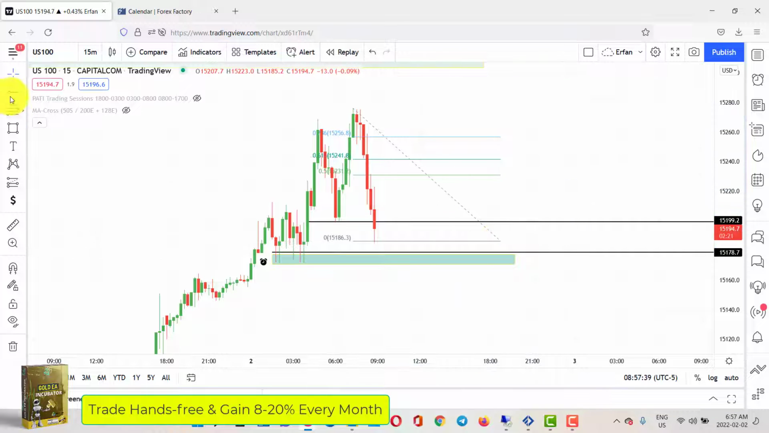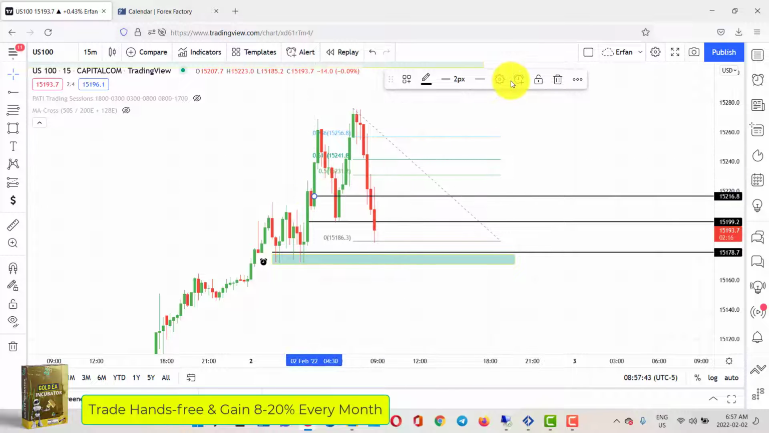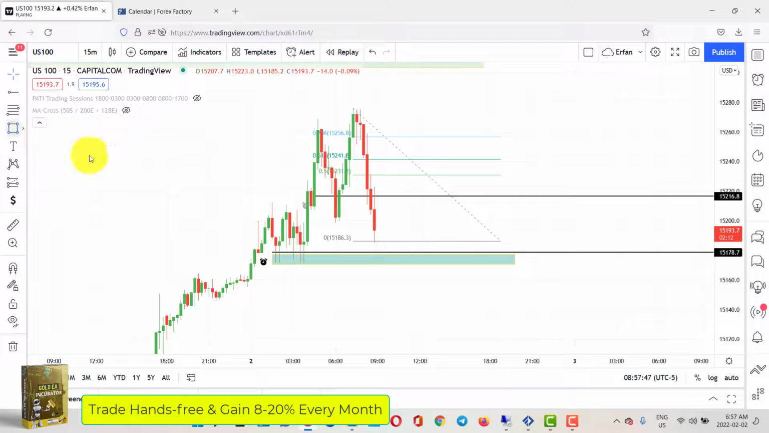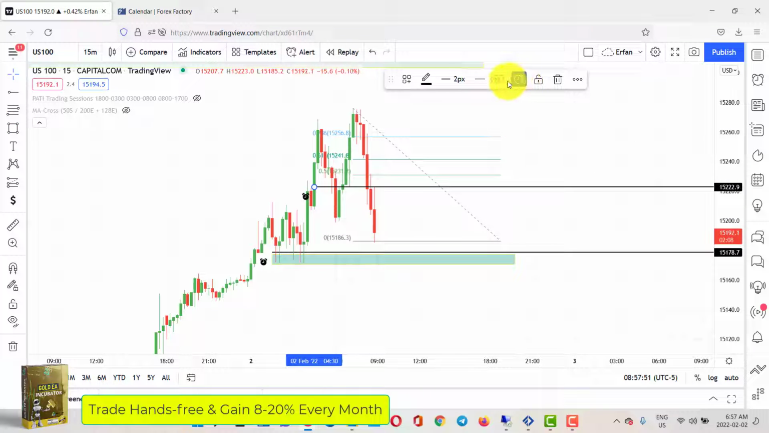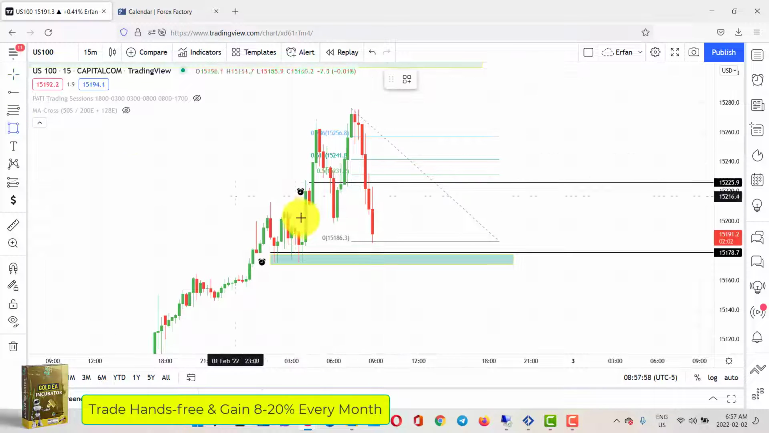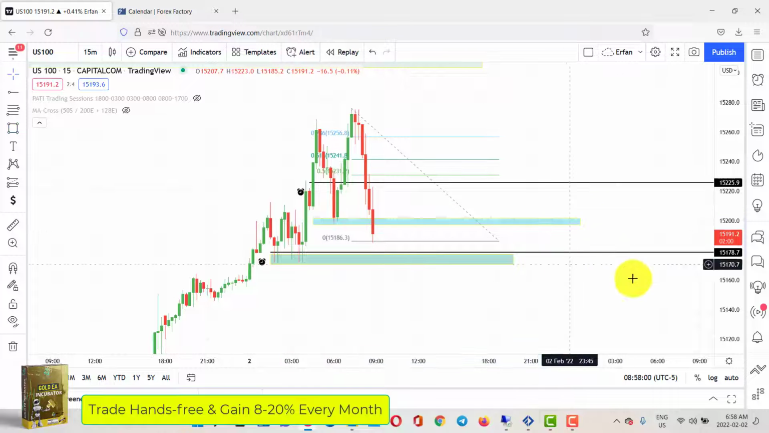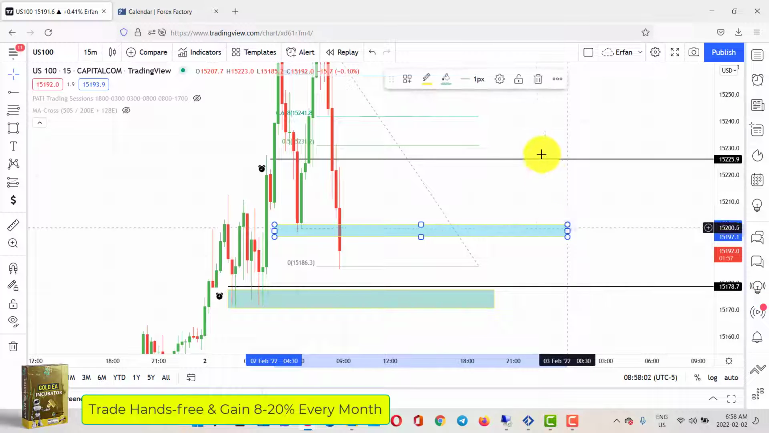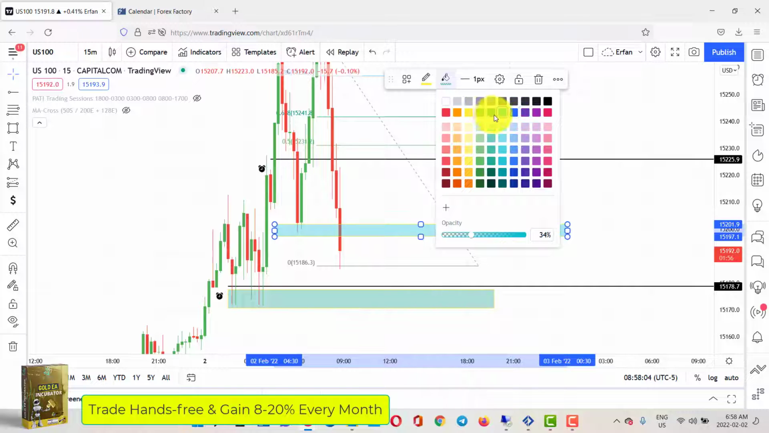That would have been a good trade, guys. That would have been a good trade. No, here I mean. No, sorry. My bad. Yeah. Okay, so this is our resistance level. So let me change the color so you don't get confused.